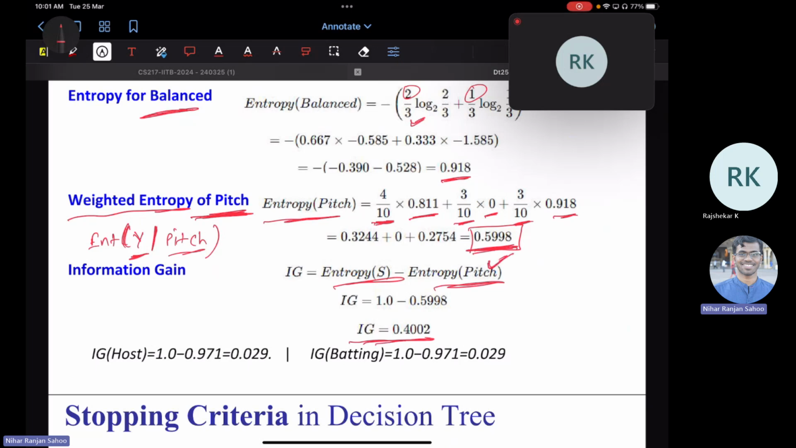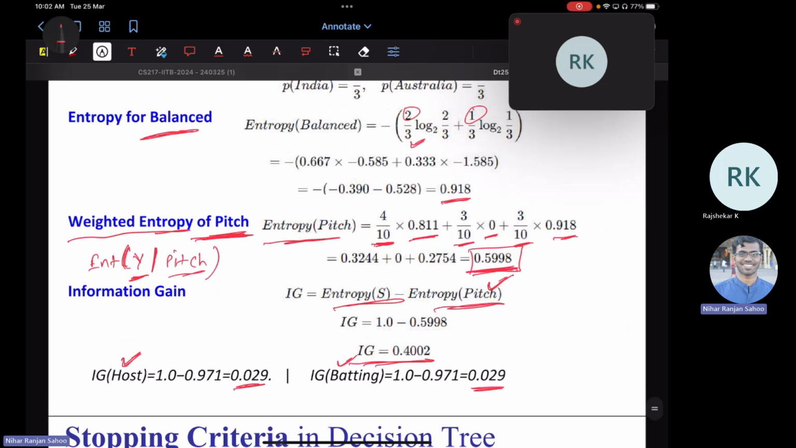Similarly, you will compute the information gain for the second feature, host. You will compute the information gain for the third feature, batting first. I have computed it, you can check on your own later. The information gains are very small, 0.029, and for the third feature also 0.029. Now you have to decide what will be the root node. You know the information gain for pitch type is highest, so you start with the pitch type, right?